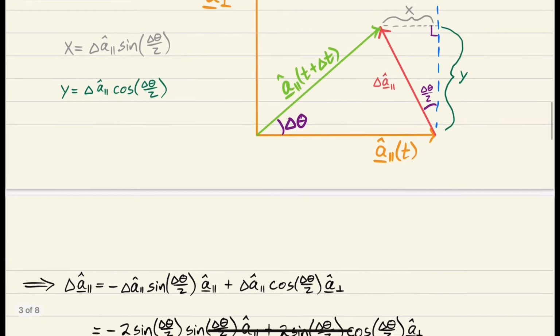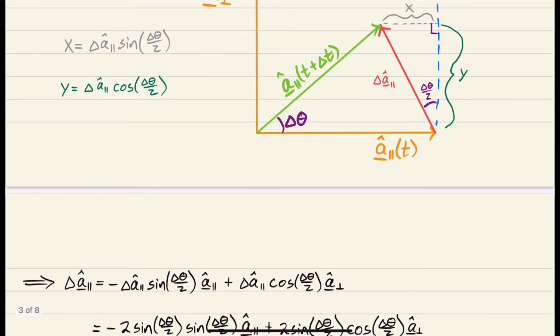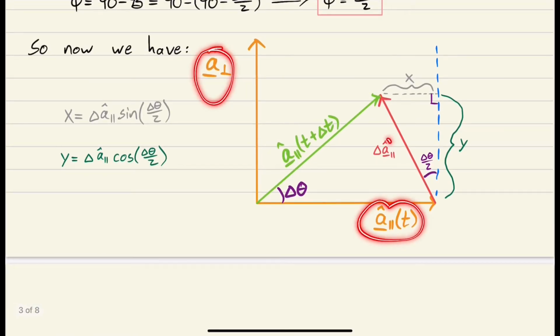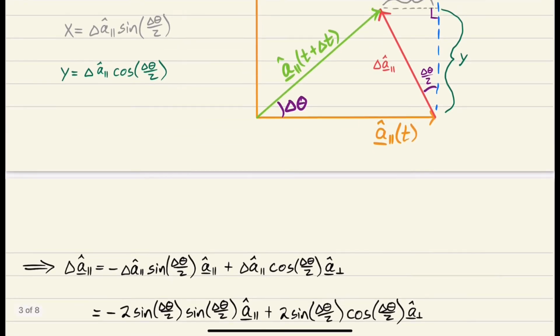So if we plug in for how to represent this vector in the parallel and perpendicular basis we've set up, we are representing this in these bases. We would say that, well, we went negative x in the a parallel direction, and we just said x was this, so we're plugging in negative x in the a hat parallel, and then we went positive y in the a hat perpendicular.